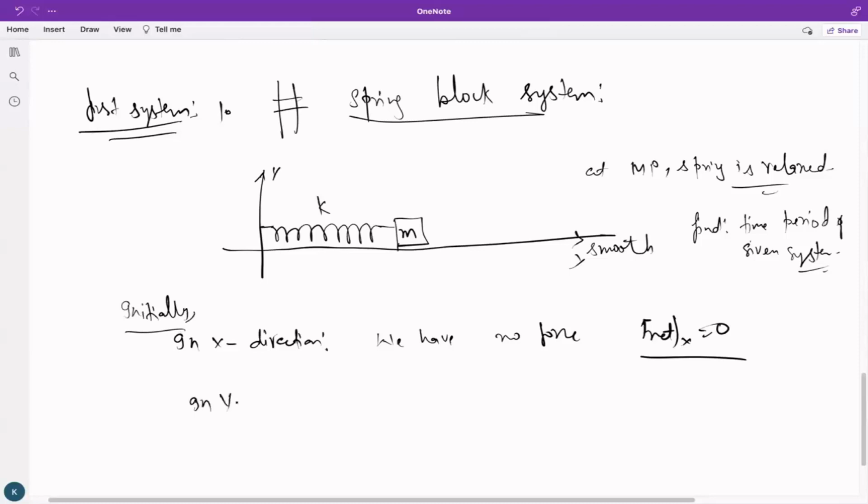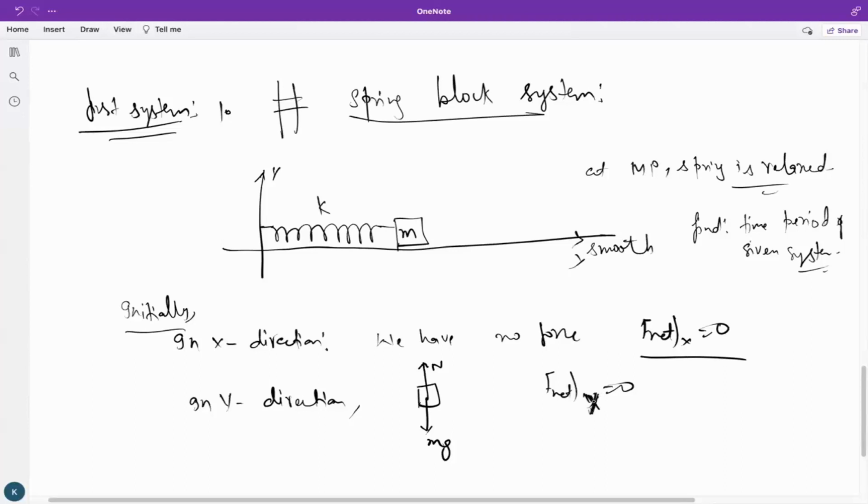What about the y direction? In the y direction there are two forces. There is the mg force, which acts vertically downward, and the normal force applied by this smooth surface on the mass m. So in the y direction also, net force is zero, because normal is equal to mg. So the net force on the system is zero.